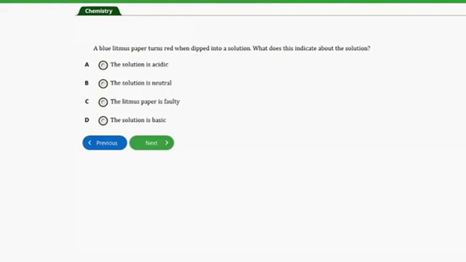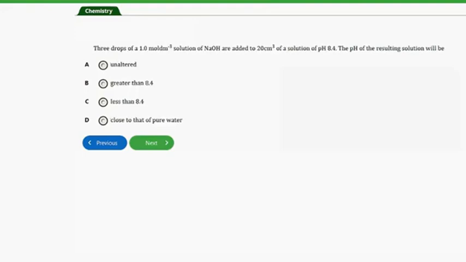So guys, that's important for you to know as well. When it comes to acids, bases, and salts, you should know which one turns the other litmus paper to whatever it turns it to. So guys, remember, acid turns blue litmus paper to red, whereas base turns red litmus paper to blue. So let's look at the next and the last question, and that's question number 10.